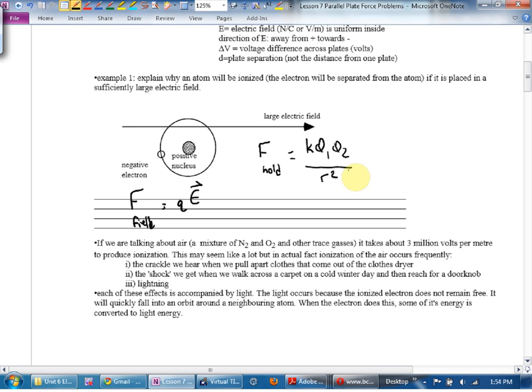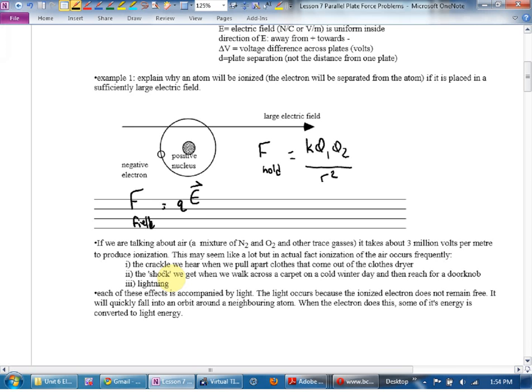If we're talking about air, because we said, what does it take for a spark to occur? What does it take for electrons to jump a gap, to leave the molecules that they're currently in and jump across to a new substance? Air is a mixture of nitrogen and oxygen plus other trace gases. It takes about 3 million volts per meter. It takes an electric field of about 3 million newtons per coulomb, or volts per meter, to produce ionization. Now, that may seem like a lot, but remember, when we were looking at charges of microcoulombs, we were getting electric fields in the tens of thousands and hundreds of thousands. So an electric field of 3 million, not that big.